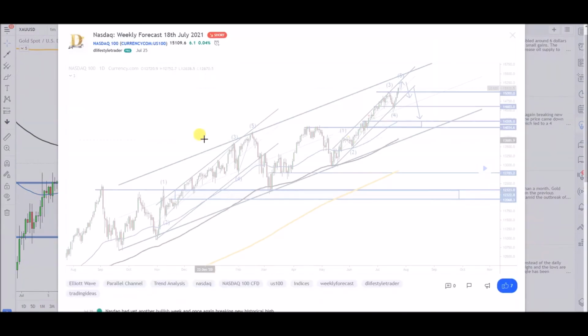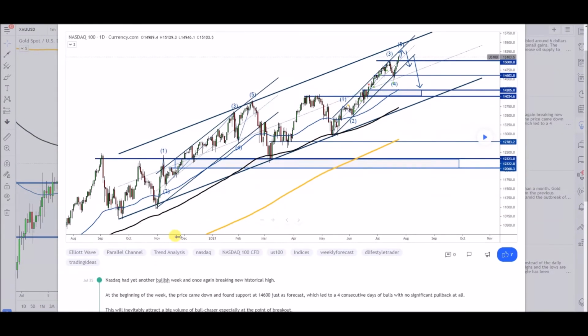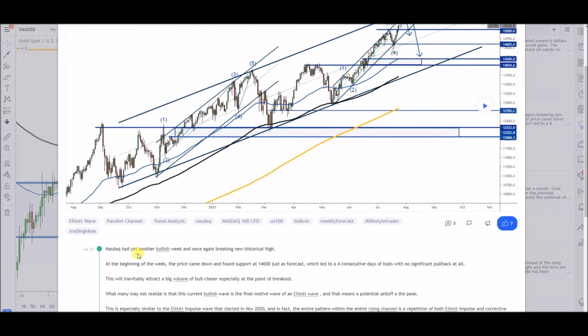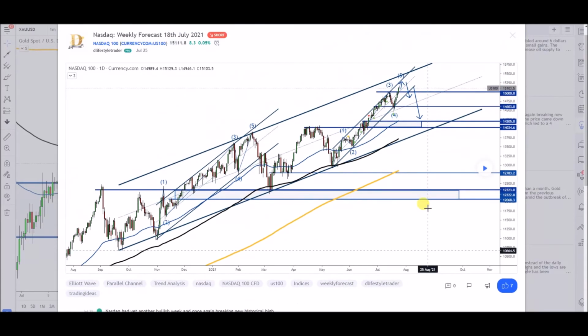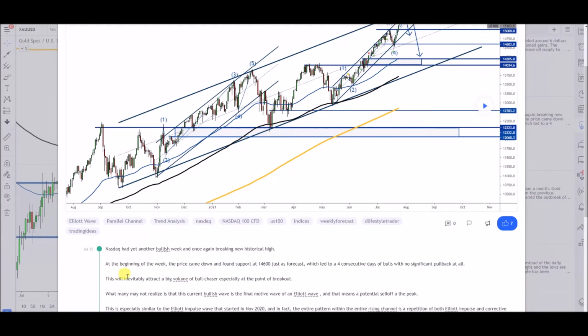All right, so moving on, we have the NASDAQ. So NASDAQ had yet another bullish week, and once again broke a new historical high. All right, nothing new. At the beginning of the week, the price came down and found support at 14,600, just as what we forecast the week previous, which led to 4 consecutive days of bulls with no significant pullback at all.